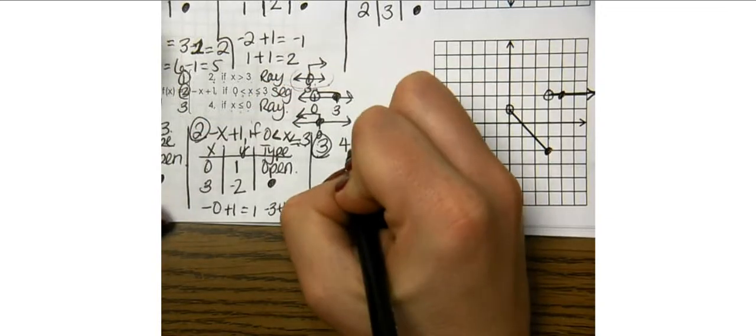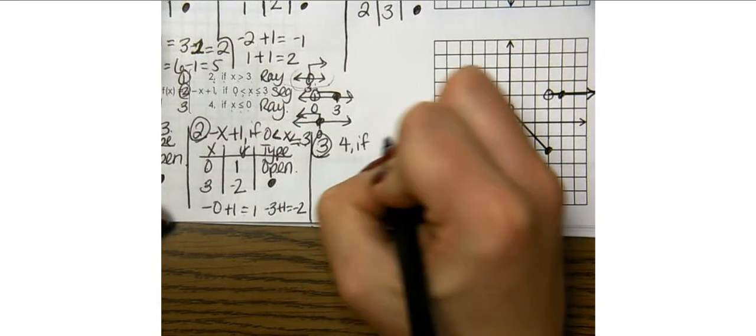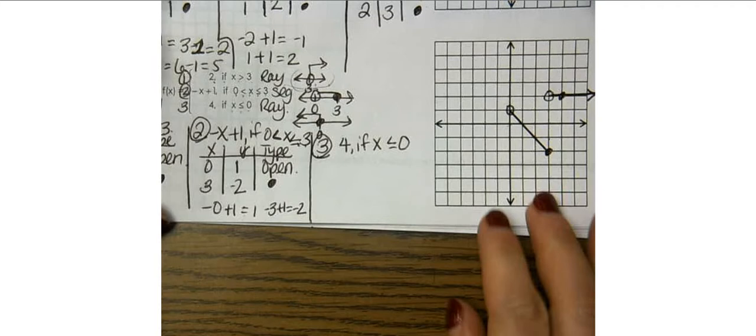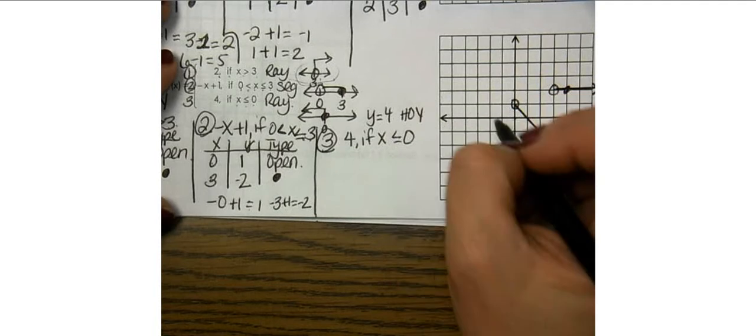Step 3, or piece number 3. We have the function is going to be equal to 4, and that happens if x is less than or equal to 0. Once again, this is a HOY situation. y equals 4. Horizontal line, 0 is your slope, y equals a number.